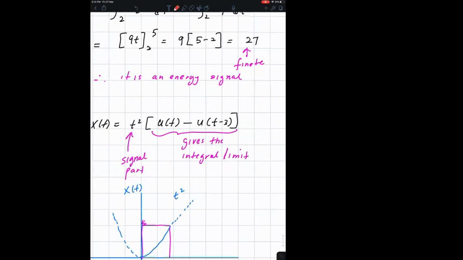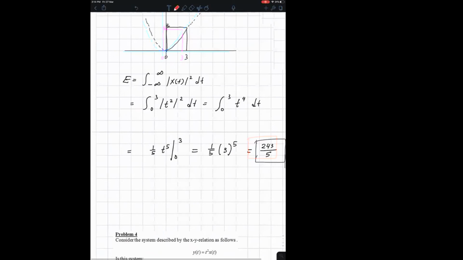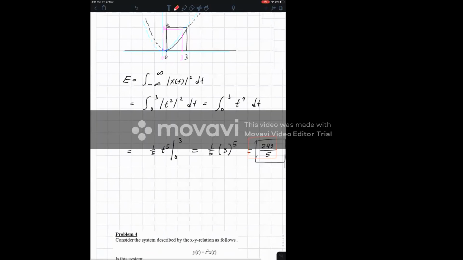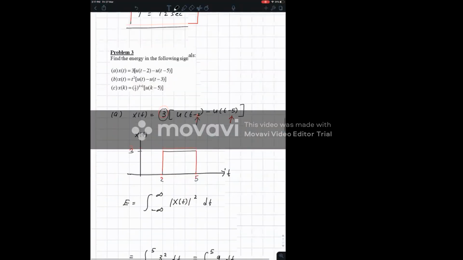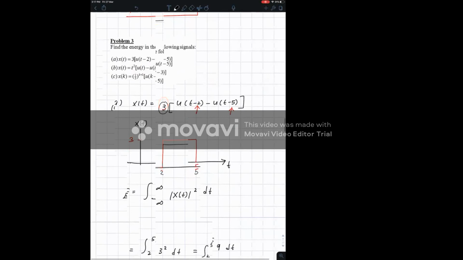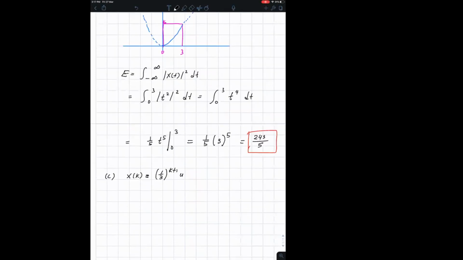Okay. Can I go to the next one? Yes, sir. So in this problem, you have to understand this discrete signal really well, because when you go to DSP, you'll be in good shape.